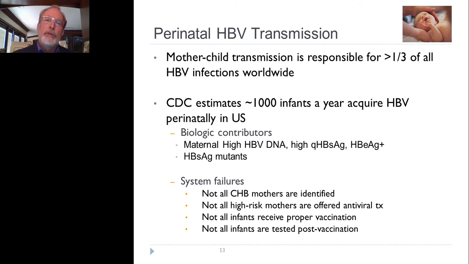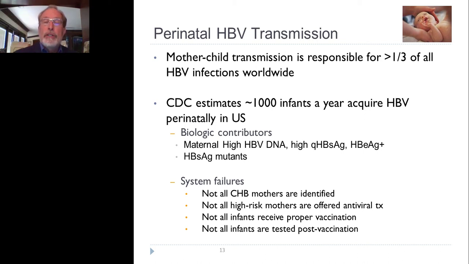These surface antigen mutants allow the virus to escape vaccine-stimulated immunity, passive immunity through hepatitis B immune globulin administration. So we need to make sure that our hepatitis B tests are sensitive and able to detect these surface antigen mutants. These surface antigen mutants can also explain OBI, occult hepatitis B infection that we talked about earlier.